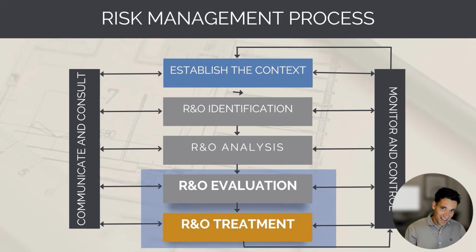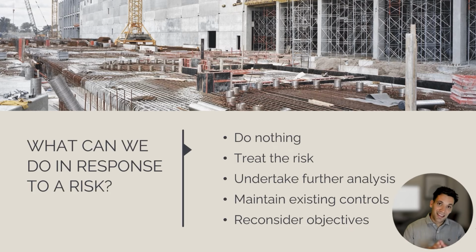Okay, so now we've analyzed our risks. What do we have to do next? We need to evaluate which are the most significant and important risks on the project, and then we need to do something about them. So the important risks, we'll choose to develop a treatment. In response to a risk, there's several different things we can do. We can do nothing. We can ignore it. If it's small, it's insignificant, we choose to do nothing. We can treat the risk, so we can come up with some sort of plan to mitigate the risk. This means reducing its likelihood or reducing its impact if it does occur.